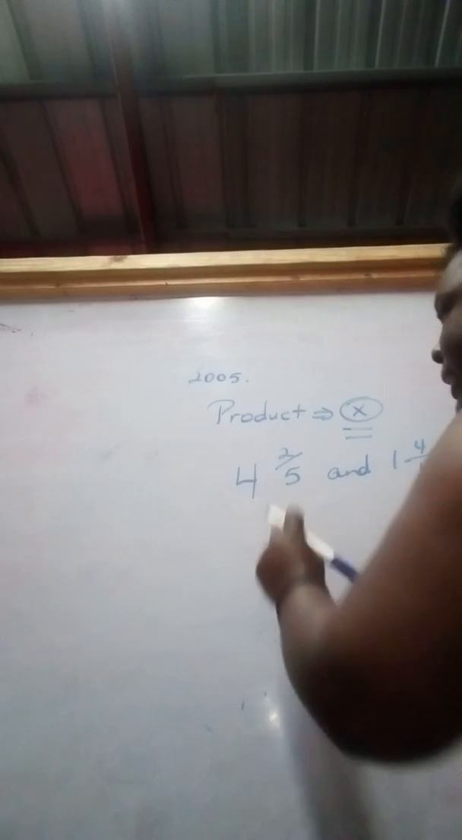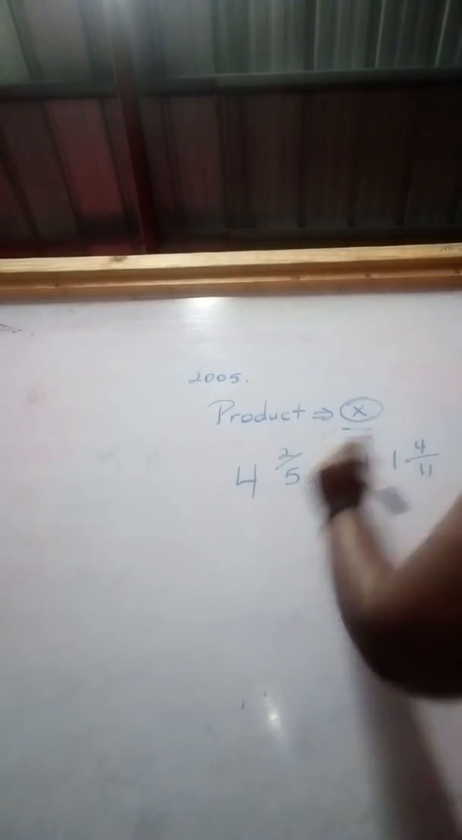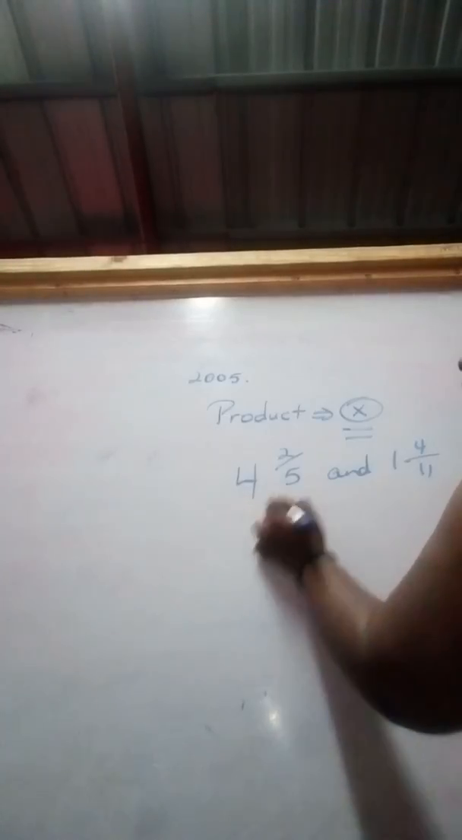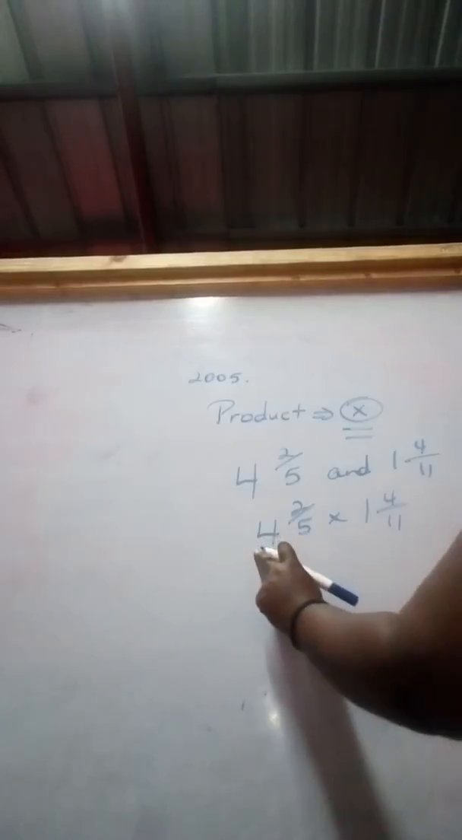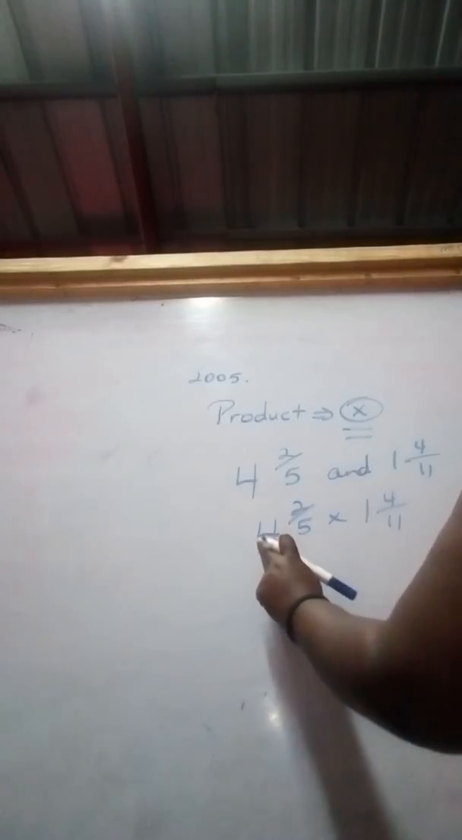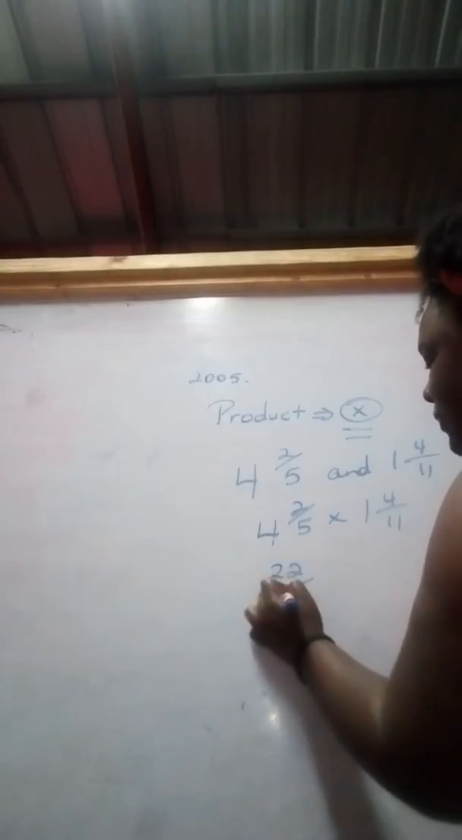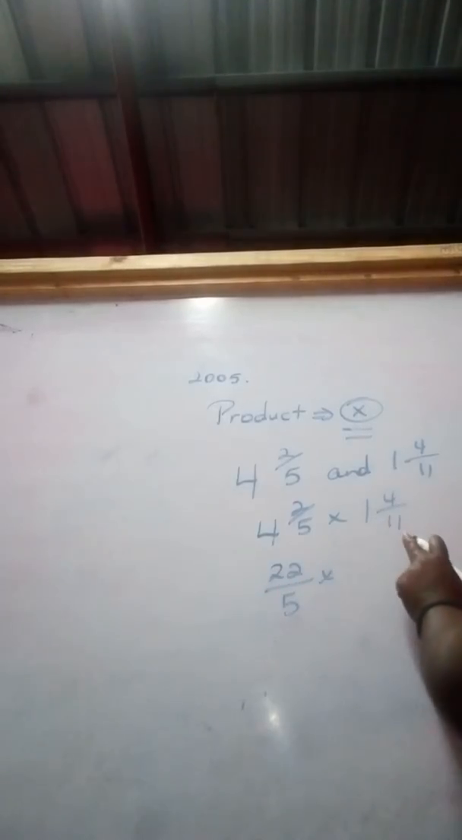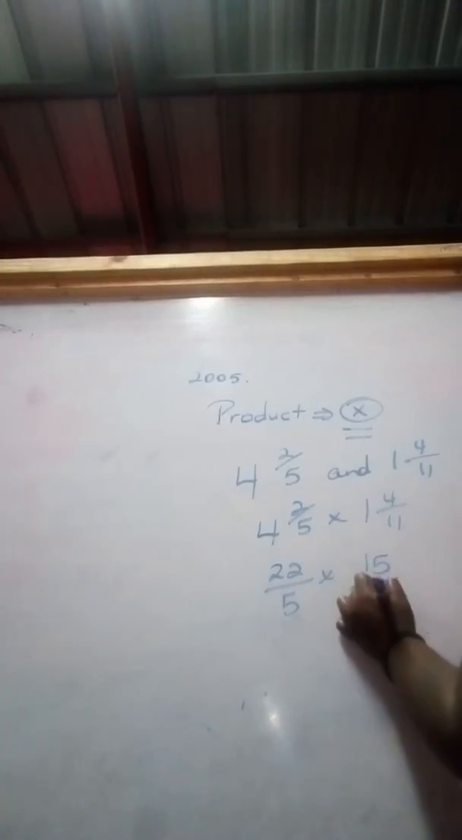So, once again, you need to change these mixed numbers into improper fractions, right? So we have 4 and 2/5 multiplied by 1 and 4 over 11. So we're changing to our improper fractions. 4 multiplied by 5 is 20. 20 add 2 will give us 22 over 5, multiplied by 1 by 11 is 11. 11 plus 4 will give us 15 over 11.